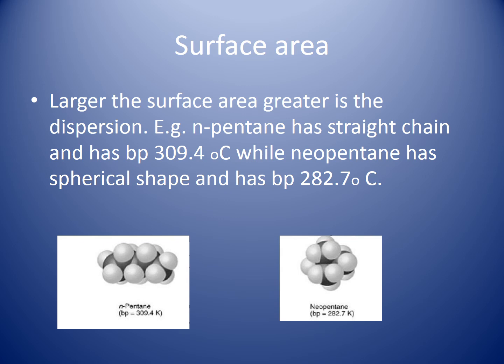Means a straight chain has a larger surface area where the other molecules can interact, whereas the neopentane, which is spherical in shape, has lesser surface area for the other molecules, so it has a lesser boiling point.